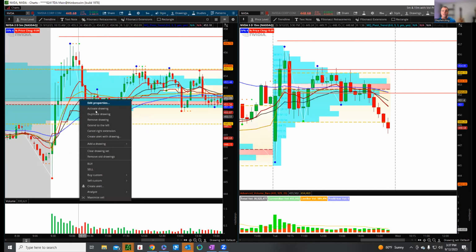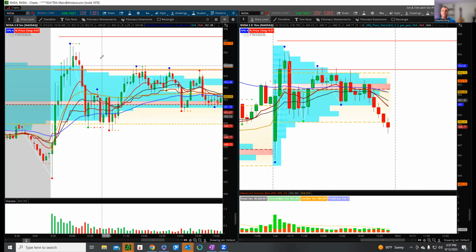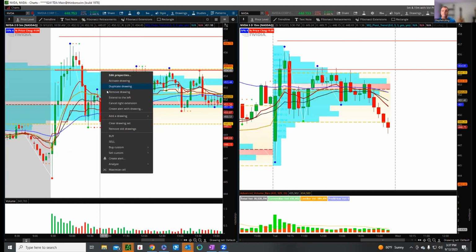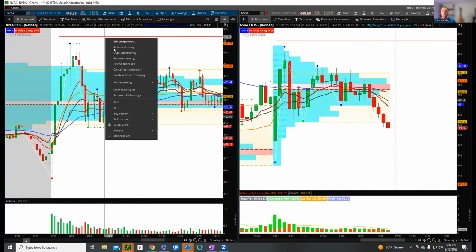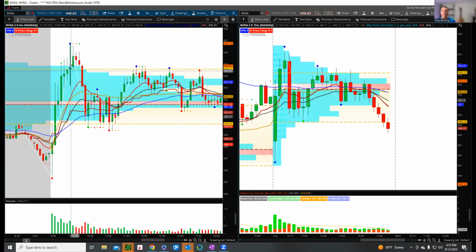Now, the other thing, let's just do this. Again, this is not my ideal candle. That's kind of a huge doji, right? I'm looking for a shooting star: small body, big upper wick. So when we look here, it's 10 o'clock, and it was this candle here.